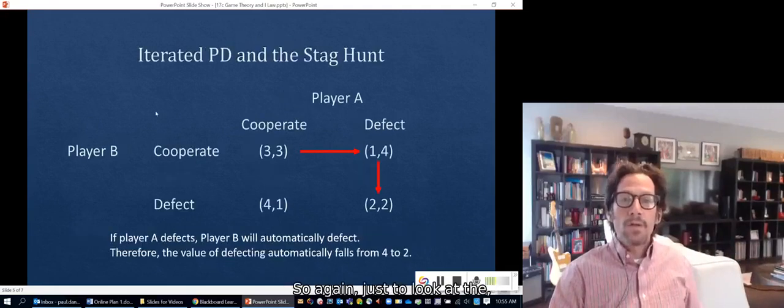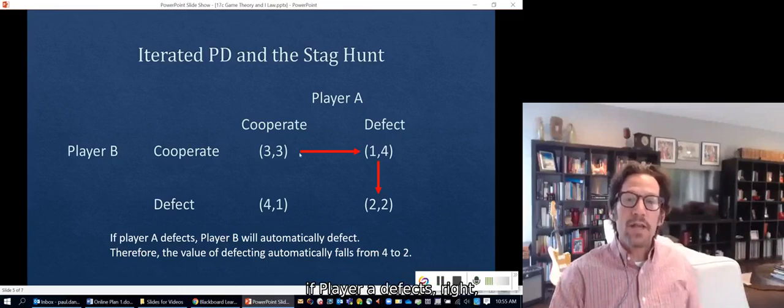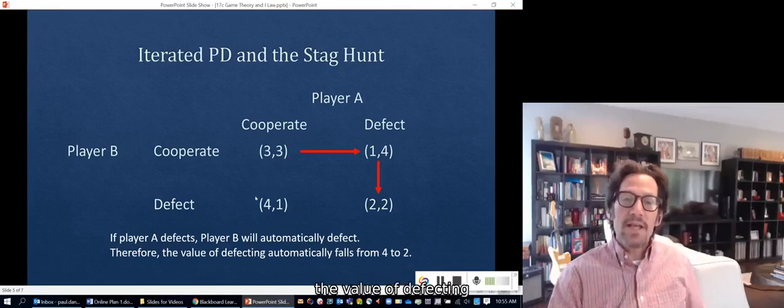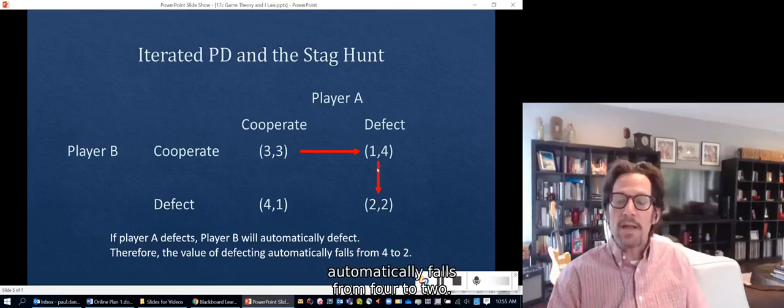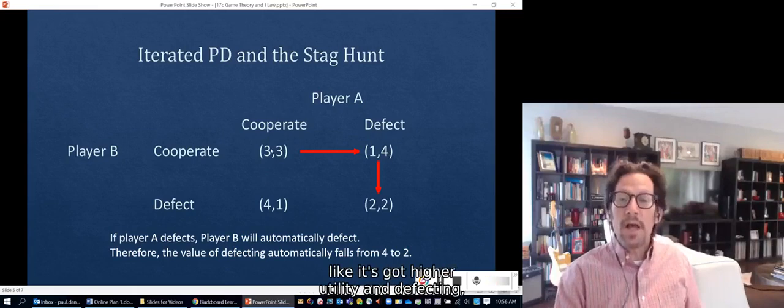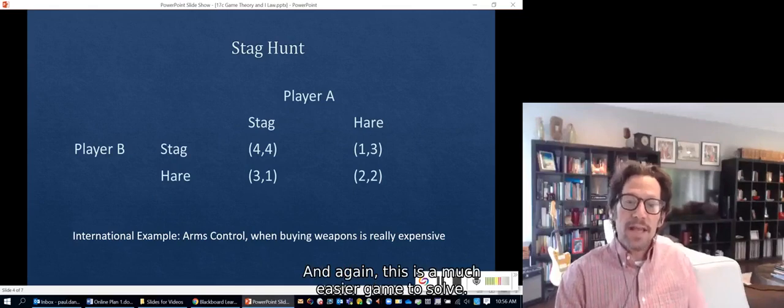So again, just to look at how the iterated prisoner's dilemma becomes a stag hunt, right? We know if you play this game over and over again, if player A defects, decides to move from cooperating to defecting, player B is immediately going to defect as well. So essentially then, the value of defecting automatically falls from 4 to 2. So when you reduce the value of defecting while the other side is cooperating, cooperate is going to end up looking like it's got higher utility than defecting, which is what the stag hunt presented. And again, this is a much easier game to solve.